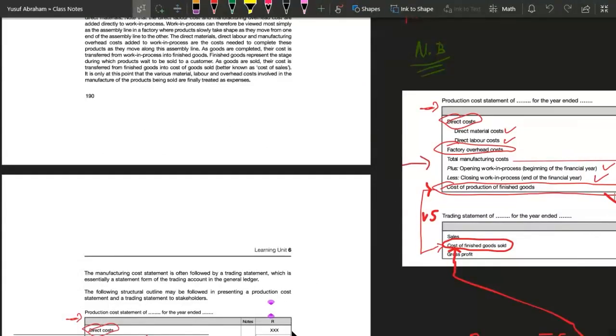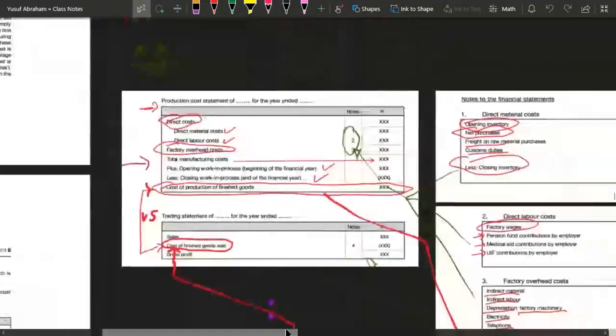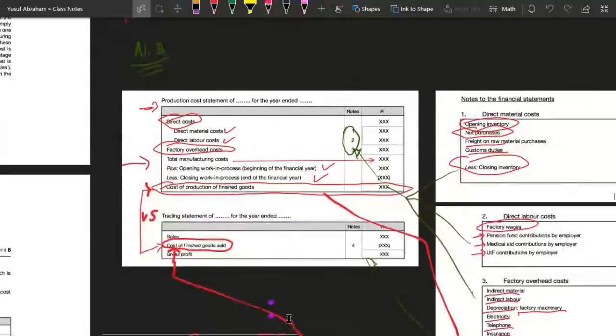So within this production cost statement, what do you have? You have the three, you remember them, right? When I mention three, you know them. So we have the direct cost and the indirect cost or factory overhead cost, right? The direct cost, what does it include? Direct material, direct labor, right? And the factory overhead cost, right?